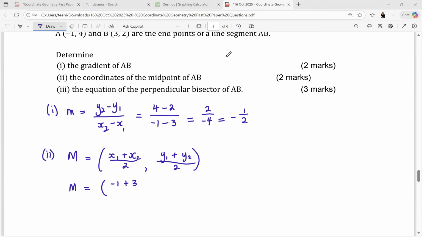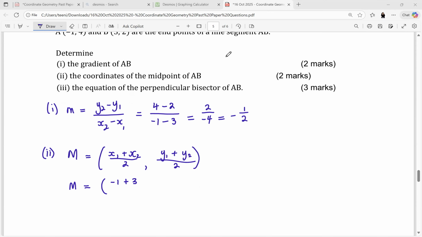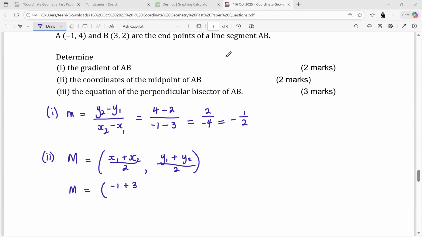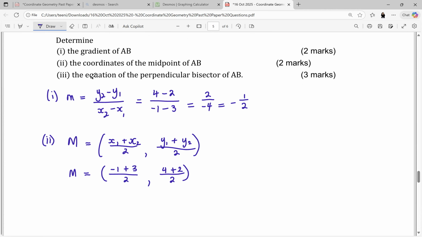Is it 3? Yes. And then the coordinates, so all of that divided by 2. And then y1 plus y2 is 4 plus 2. The order doesn't matter because addition is commutative. The order matters for the gradient, but not for the midpoint.